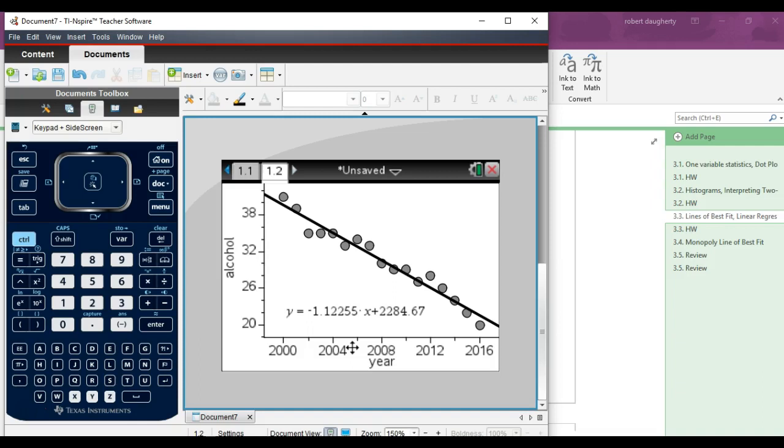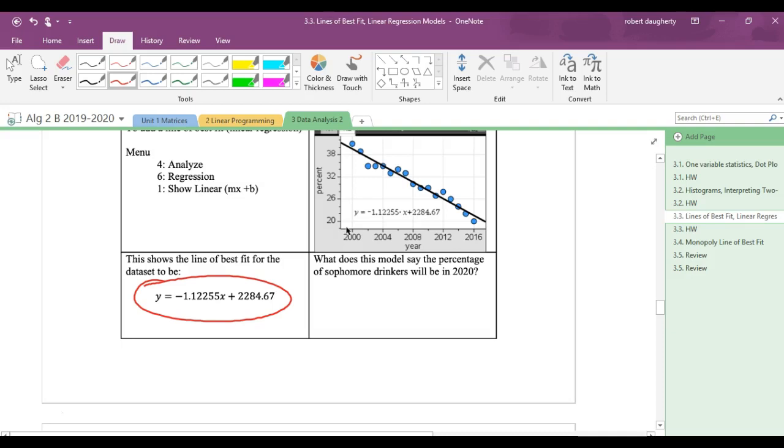Right? So the last year I had data was what? 2016. So if I've got a model that tells me what's happening with sophomores drinking, what would I ask that model to tell me? Some kind of prediction. So what does it predict will be happening in the year 2020? How will I use this to figure that out? I will plug in that for the year. So I'm going to come back over here and say y is equal to negative 1.12255 times 2020 plus 2284.67. So we'll just do this on my calculator.